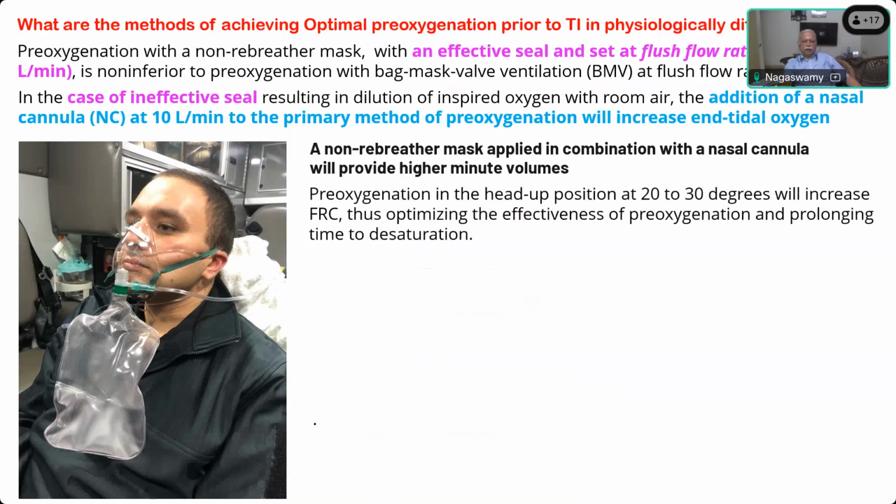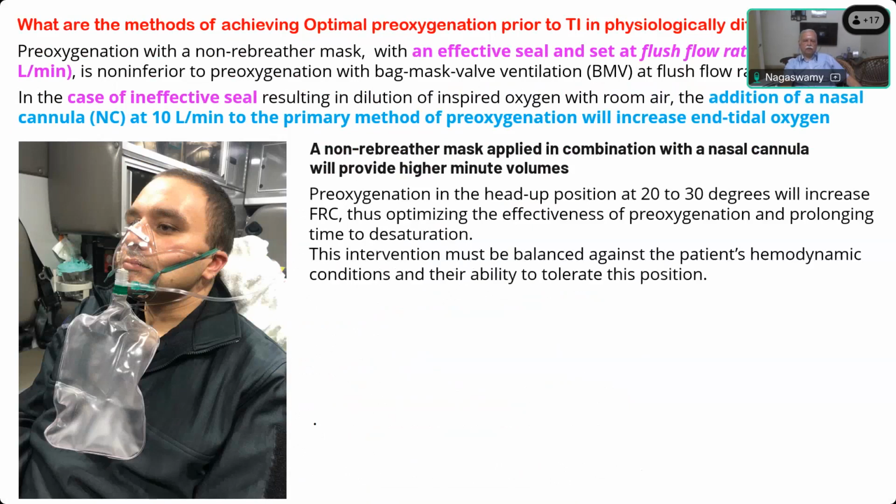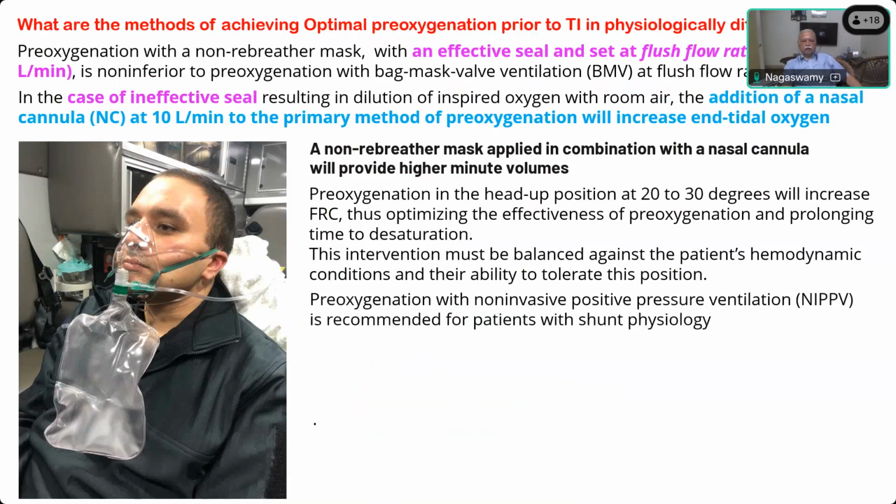Pre-oxygenation in the head-up position of 20 to 30 degrees will increase FRC, thus maximizing the effectiveness of pre-oxygenation and prolonging the time for desaturation. This intervention you must do carefully, because in hypovolemic or hypotensive patients, giving a head-up tilt may be disastrous because that will affect the cerebral circulation. So in a patient who is hemodynamically stable, you can safely give a head-up tilt of 20 to 30 degrees.